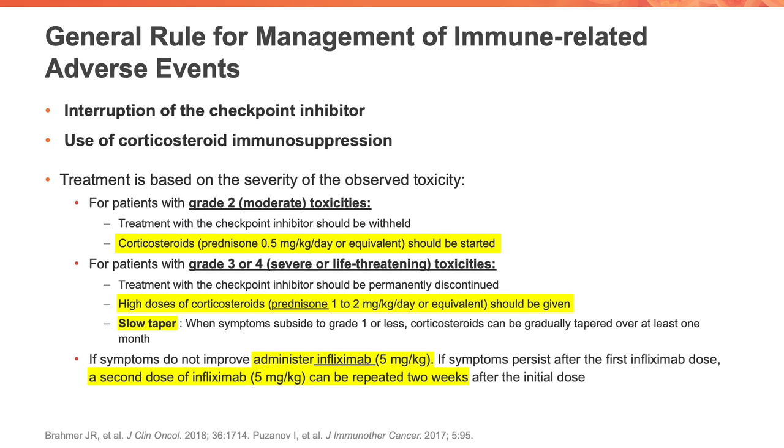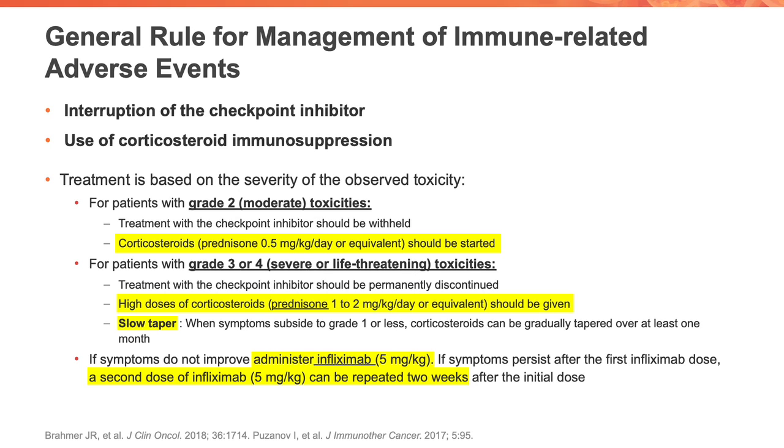should be given. Also, another important note is that tapering of the corticosteroids should be done slowly, and it should only start when symptoms subside to grade 1 or less. Corticosteroids then can be gradually tapered over at least 1 month.